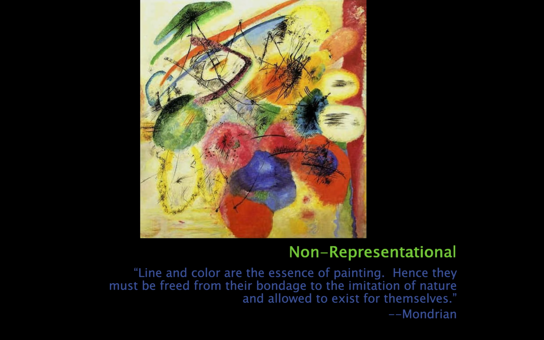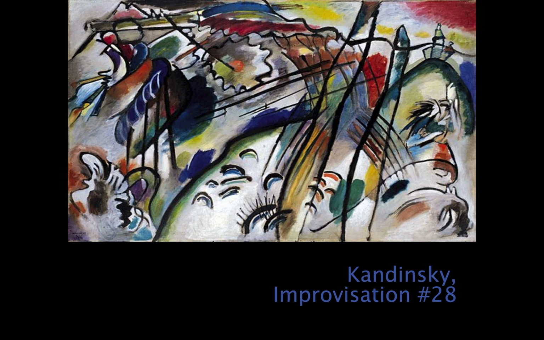But what if the elements were left free to do whatever they wanted to do? Right? What if they had no bondage to the imitation of nature, in a sense? And that's what these artists really want to explore. So Mondrian, Kandinsky, he's the one you're seeing here, and in the last painting, they're really looking at what it is to not represent. And this is groundbreaking stuff.